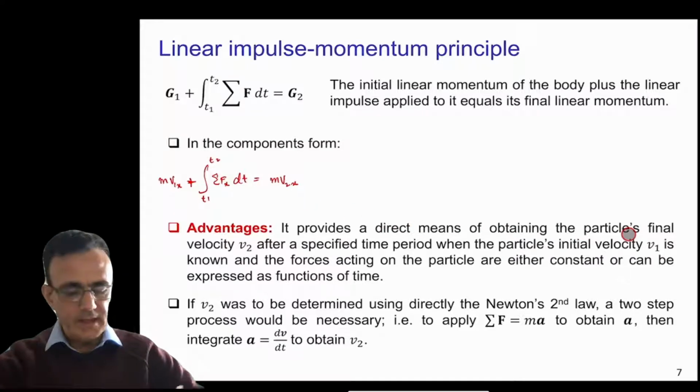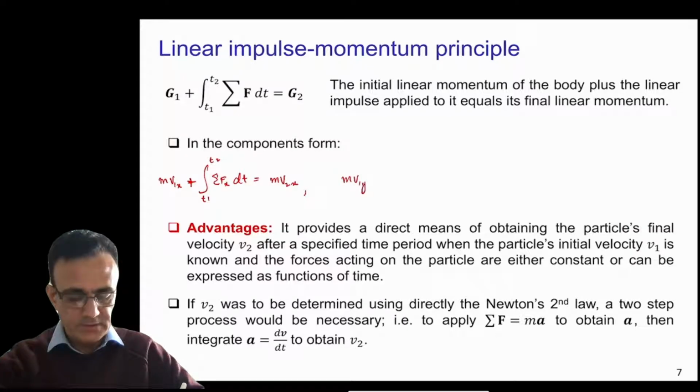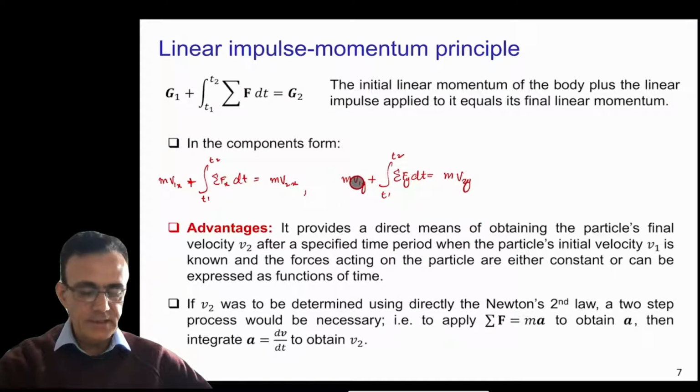And similarly, you can write a similar equation in the y direction, which will be mv1y, and then the integral from t1 to t2 of the summation of all the forces in y direction into dt, equal to mv2y. So this is again the initial linear momentum in the y direction plus forces applied in the y direction, and you will take the integration of it with respect to time equal to the final momentum in the y direction. And a similar equation can also be written in the z direction.